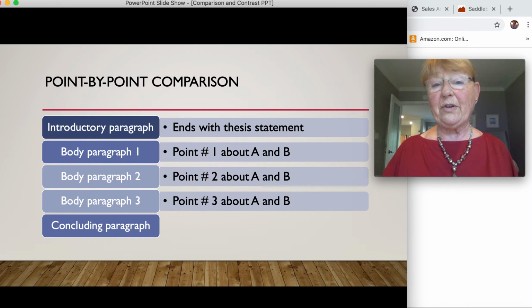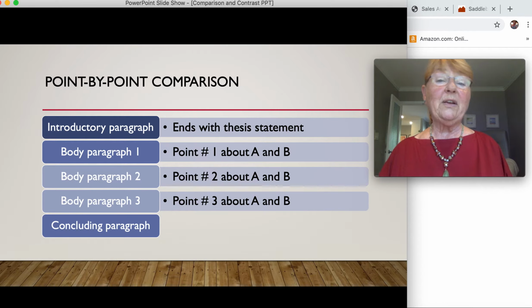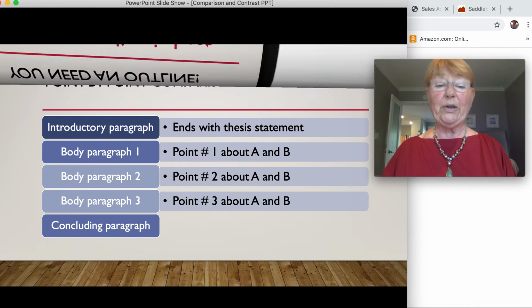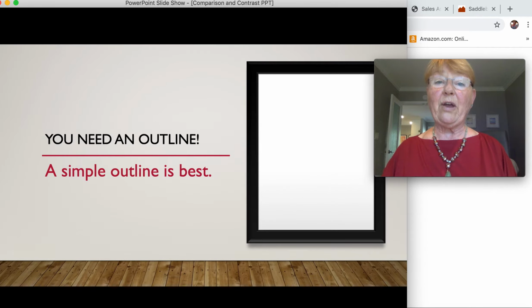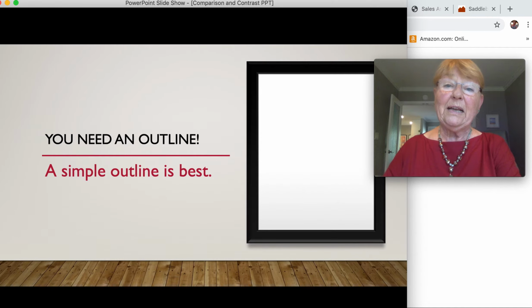Let's say you're comparing 2 people. Your first body paragraph would be everything that you want to say about their appearance. The second one could be everything about their personality. And the third one could be everything about their favorites, their preferences, or whatever it might be. That's the way you could do a point-by-point comparison. And your concluding paragraph, of course, is the last one.